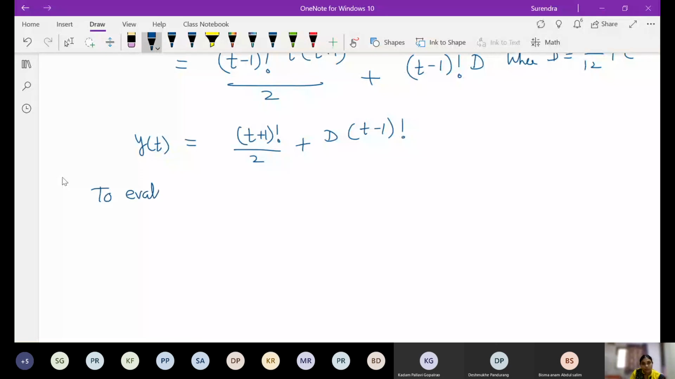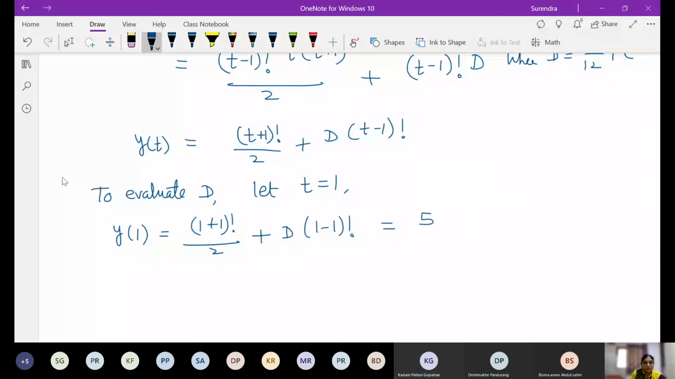Yes. To evaluate d, we let t is equal to 1. What do we get? Y at 1 is equal to 1 plus 1 factorial divided by 2 plus d into 1 minus 1 factorial. And what is y at 1? It is going to be 5. So 2 by 2 is 1. 0 factorial is 1. So what is my d? D is my 4, no? Yes.